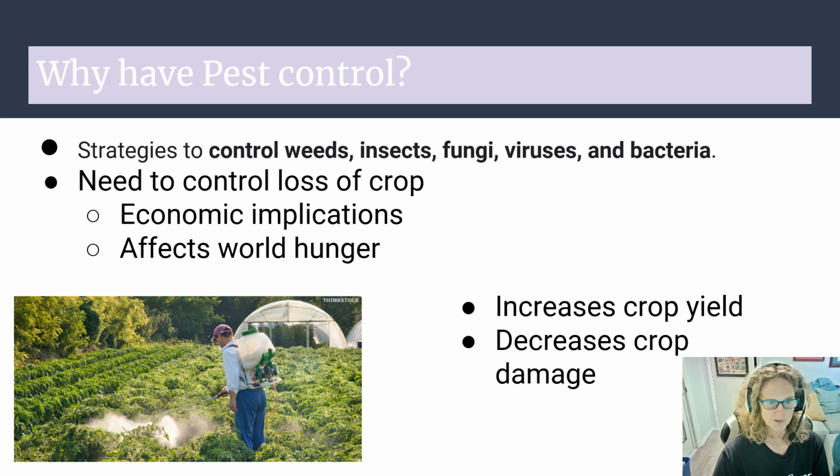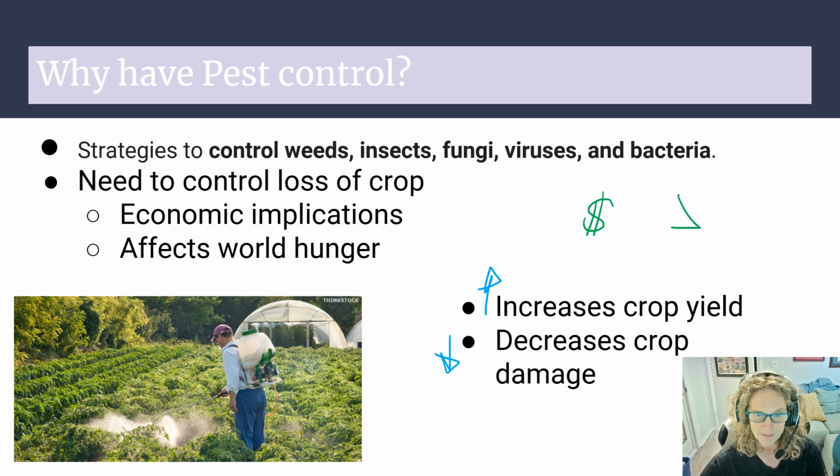We need to control the loss of our crops. If we don't, there's economic implications. It can affect everything in the human population from Unit 3, the world hunger situation. And we want to use pest controls because they help to increase our crop yield and it helps to decrease the crop damage because we all know it's all about the money at the bottom, but it should be a little bit about the environment too. So we're going to try to find this balance.